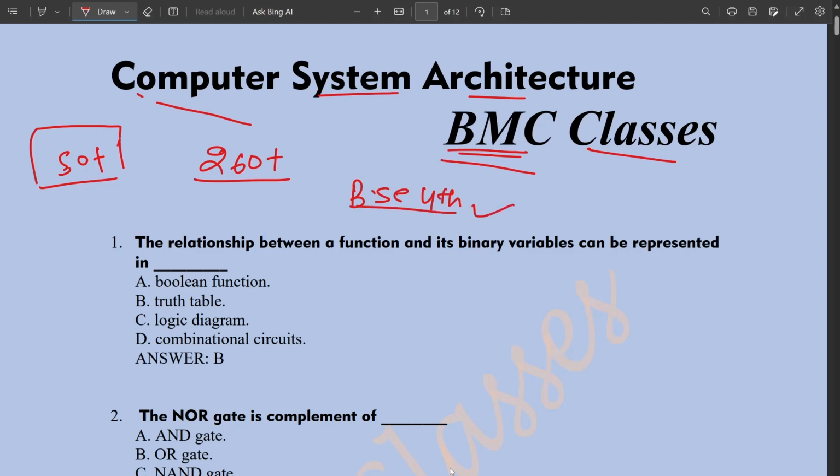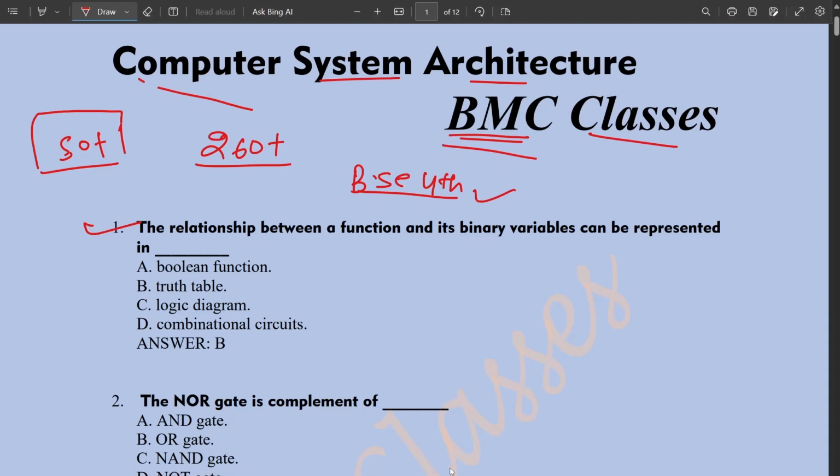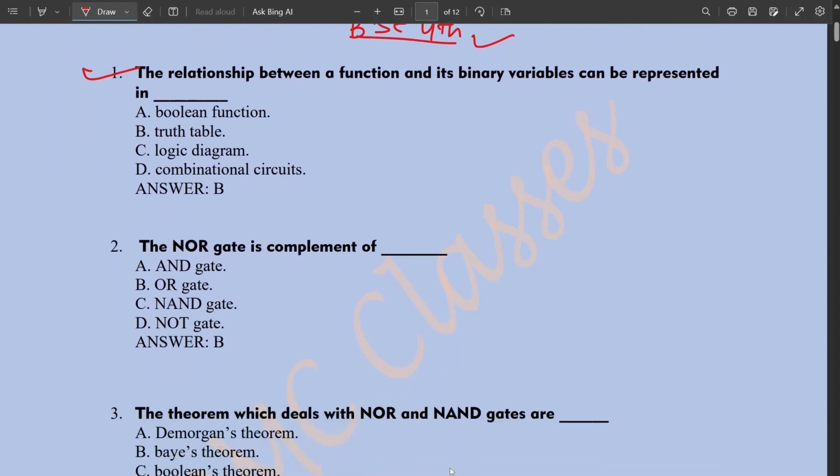So let's start. Our first question is the relationship between a function and its binary variable. What will the answer be? A variable can be represented in a truth table. Relationship between functions and binary variables.